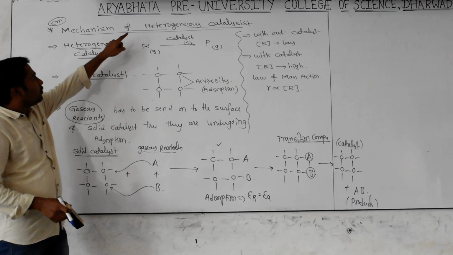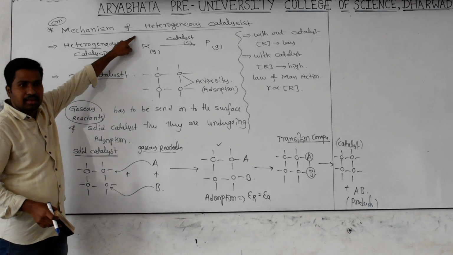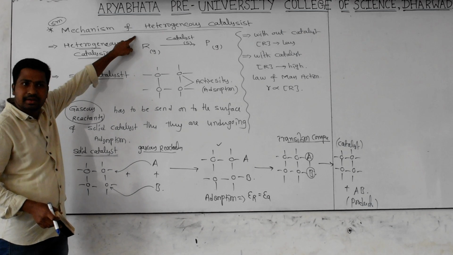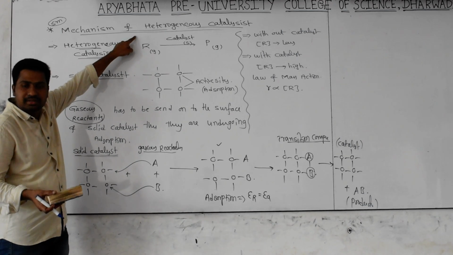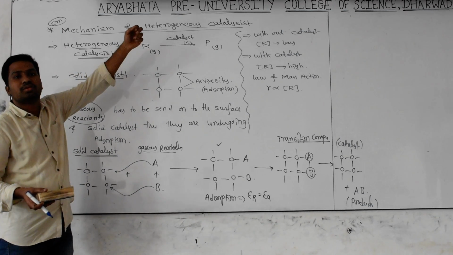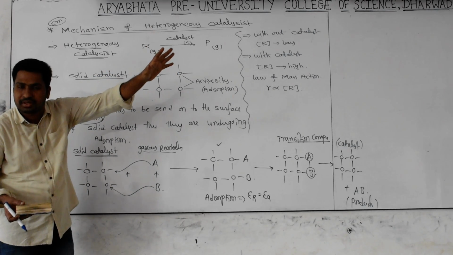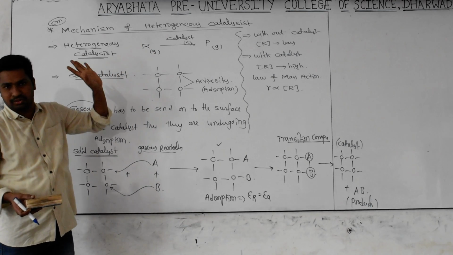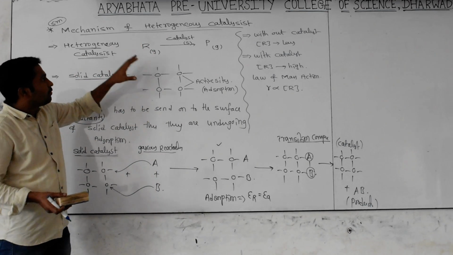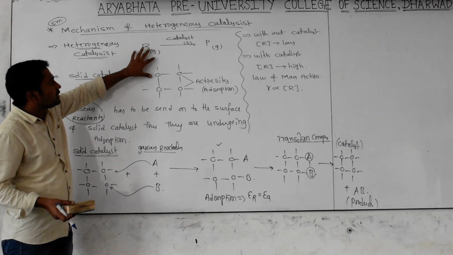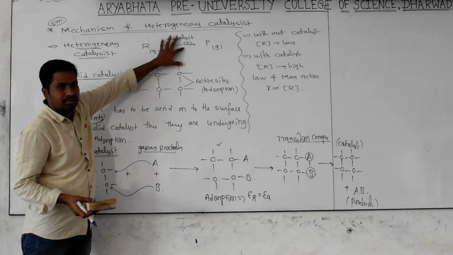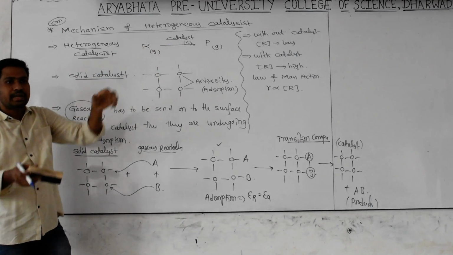First of all, we have to explain: heterogeneous catalysis is a catalysis in which the reacting substance and catalyst are in more than one physical state, or in different physical states. Finally, we are getting a heterogeneous mixture. Such catalysis is called heterogeneous. Let us write down. For my convenience, I am taking the reactant in gaseous phase and the catalyst in solid phase. First of all, I am taking a solid catalyst.